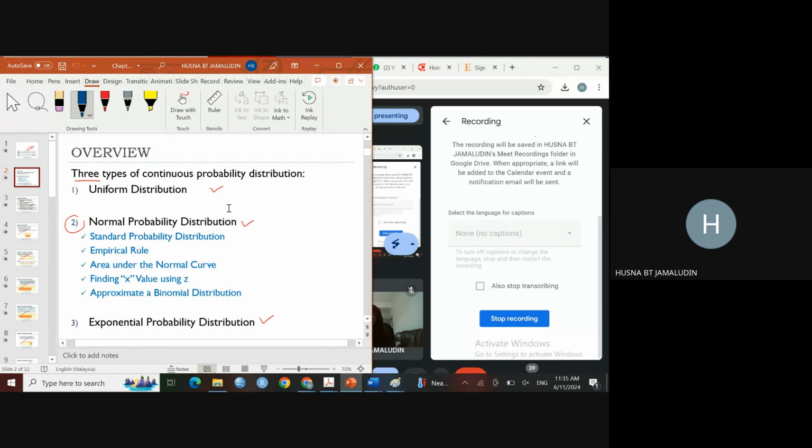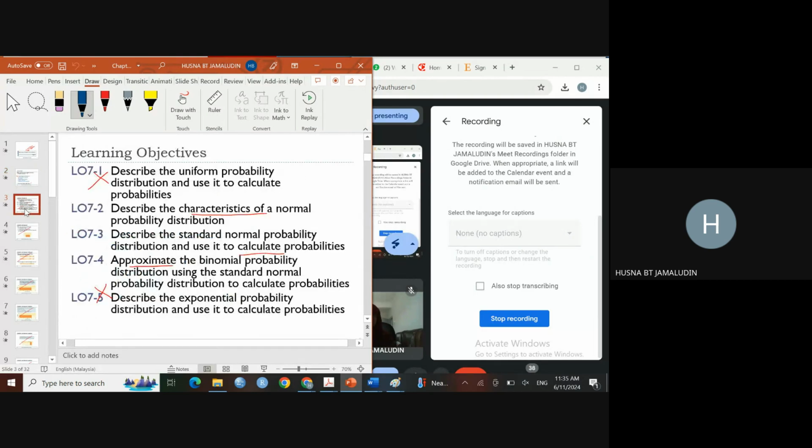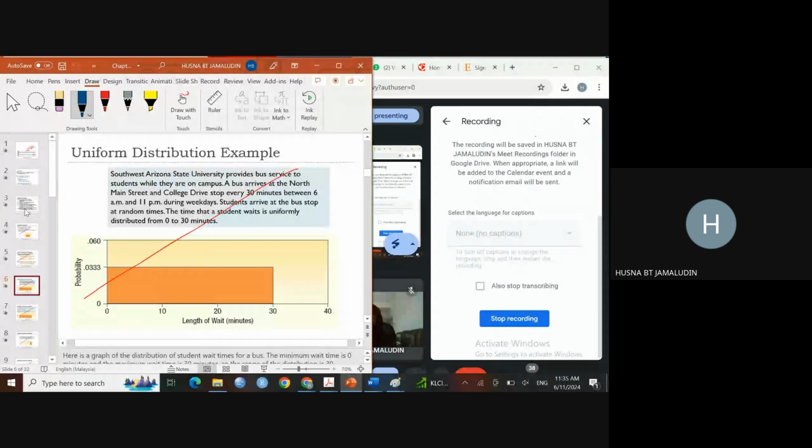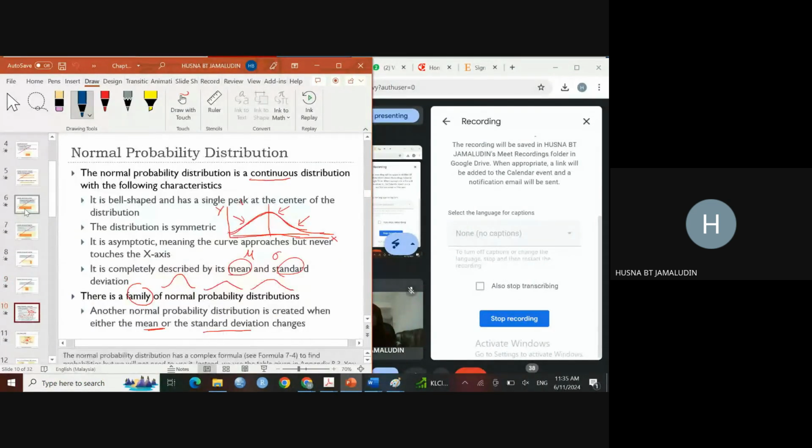There are three things as well. In your discrete, you have what we call binomial, hypergeometric, and Poisson. Now we also have three things, but we only cover the second point. So please ignore uniform distribution and exponential probability distribution. We will not cover this in your syllabus. We will only cover normal probability distribution. So under the normal, we'll look at all these points. That's why you can see some of the slides have been crossed, because we don't want to look at them. Now we'll start with the normal probability distribution.